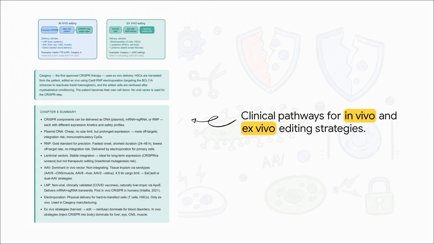This is the exact strategy used by Casgevy, the very first approved CRISPR therapy in the world, which treats sickle cell disease. They harvest blood stem cells from the patient, and because these primary cells resist chemical transfection, they use electroporation to blast our gold standard RNP complex right into the cells. They edit the cells to reactivate fetal hemoglobin and then reinfuse them. The patient essentially becomes their own cell donor. Notice that for this historic CRISPR therapy, there is no viral vector used at all for the editing step.